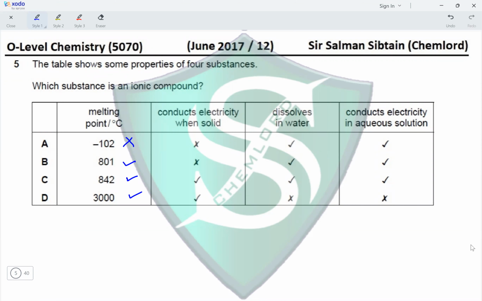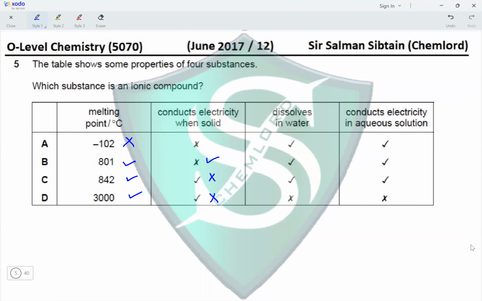Then conducts electricity when solid. Ionic compounds do not conduct electricity in the solid state, they conduct electricity in the molten and the aqueous state. So do not conduct electricity is present in B, whereas conducts electricity is present in C and D. Both have been eliminated. So B has already been chosen as the correct option. But let's look at what the other columns say.